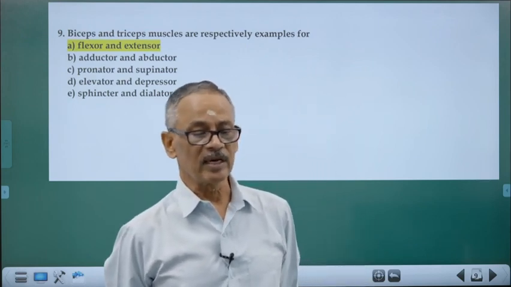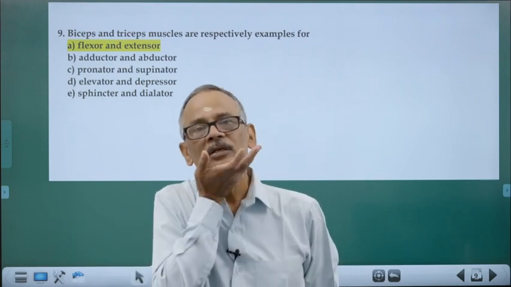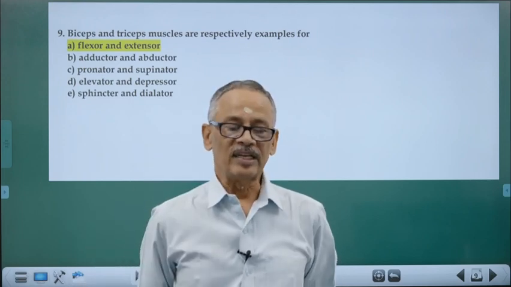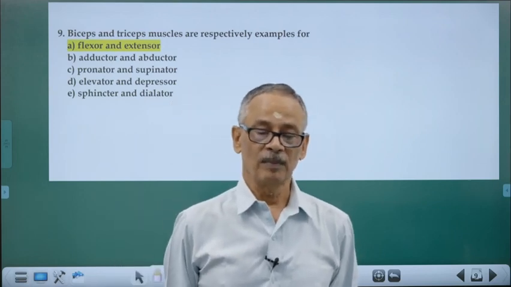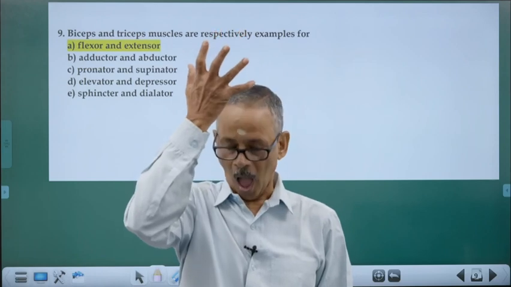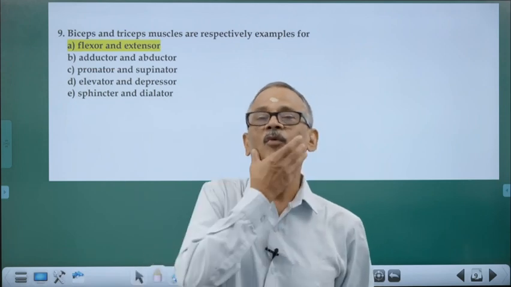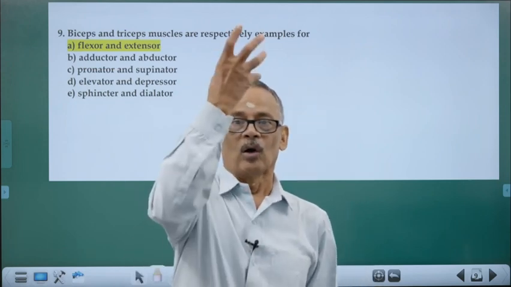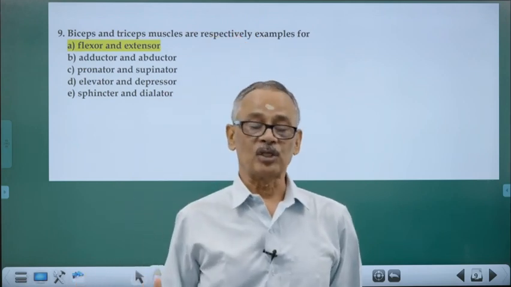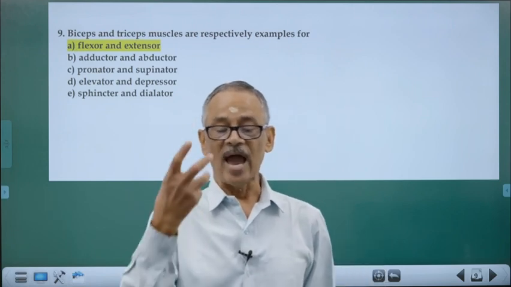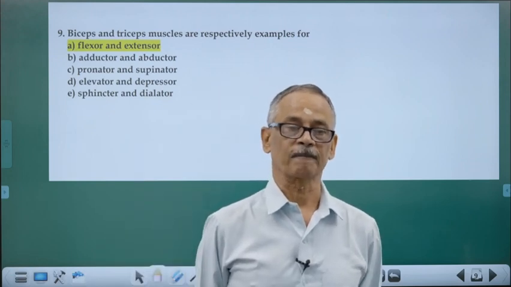Then, elevator, depressor. We are all elevating, pulling the lower jaw upward, that is with the help of masseter muscles, one of the most powerful muscles of our body. It is masseter muscles. It is elevating. The other muscle is depressor mandibulae, which is responsible for lowering of the lower jaw. So, elevation of the lower jaw and lowering of the lower jaw are with the help of masseter muscles and depressor mandibulae muscles. They are typical examples for elevator and depressor.